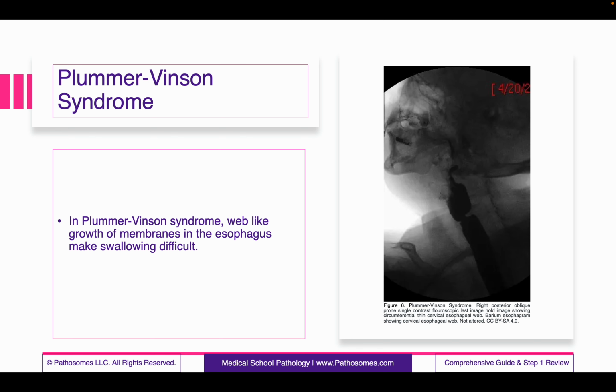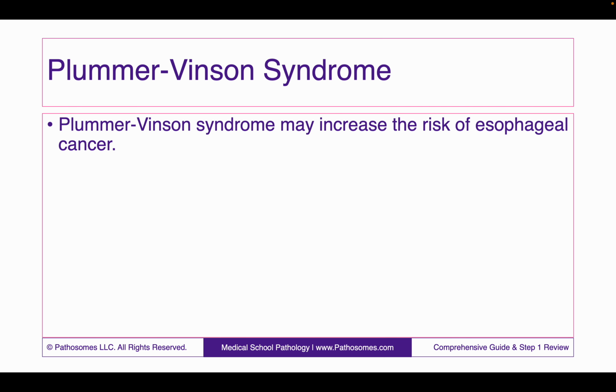This image to the right is a barium esophagram showing cervical esophageal web in a patient with Plummer-Vinson syndrome. In Plummer-Vinson syndrome, there's this web-like growth of membranes in the esophagus that can make swallowing difficult. In fact, Plummer-Vinson syndrome may increase the risk of esophageal cancer.